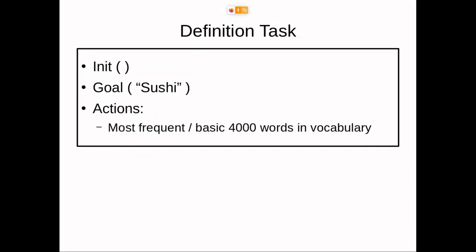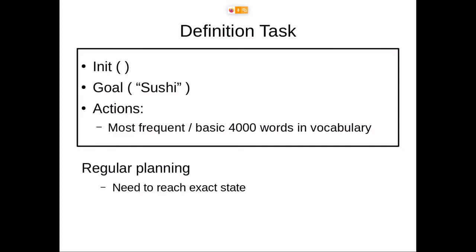And in addition, we can use our discrete embedding for planning purposes. This definition task is trying to plan for a sequence of words that will achieve the same goal as the word sushi, using the most frequent 4,000 words as actions. So we try to use regular planning where we need to reach the exact state. However, it's almost impossible because there are just way too many states to satisfy.